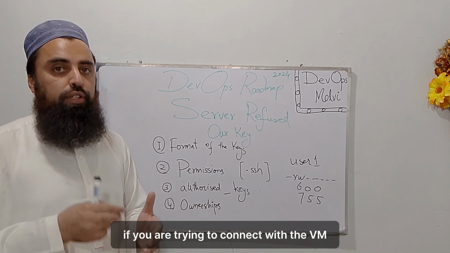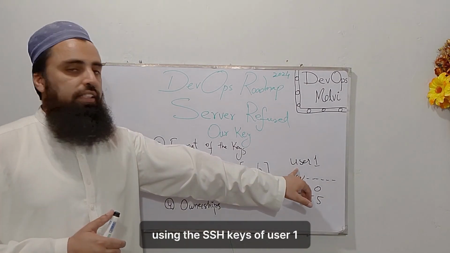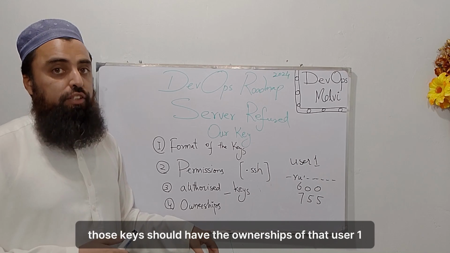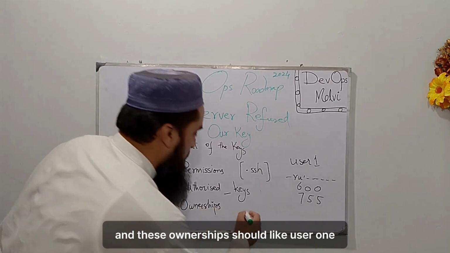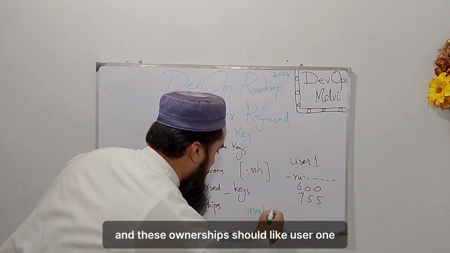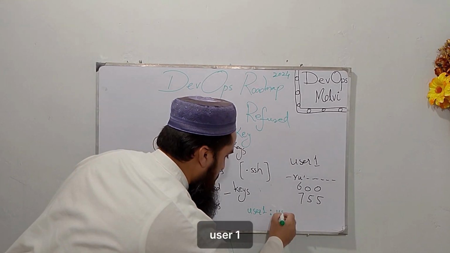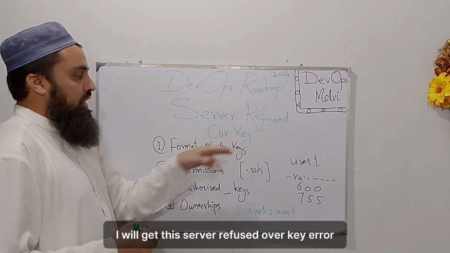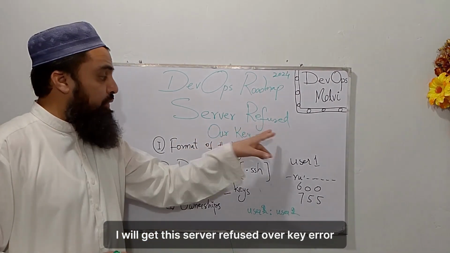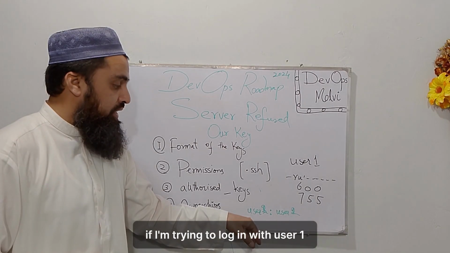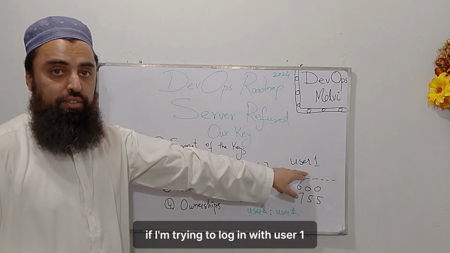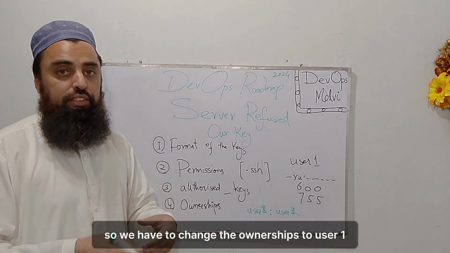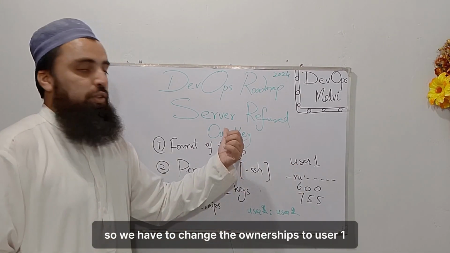If you are trying to connect with the VM using the SSH keys of user 1, those keys should have the ownership of user 1. If the keys have the ownership of user 2 while I am trying to log in with user 1, I will get this "server refused our key" error. So we have to change the ownership to user 1 to fix this error.